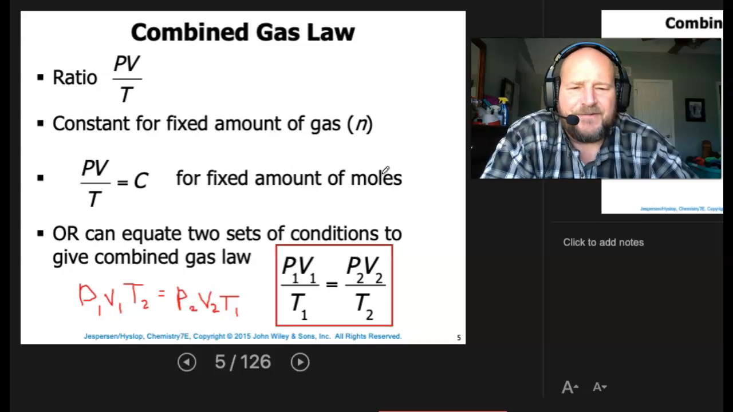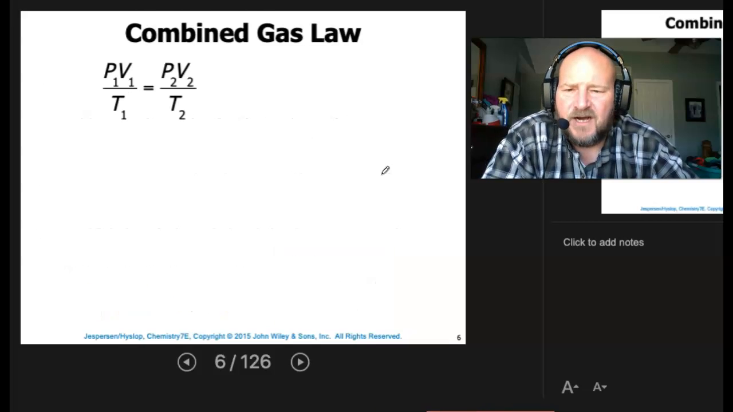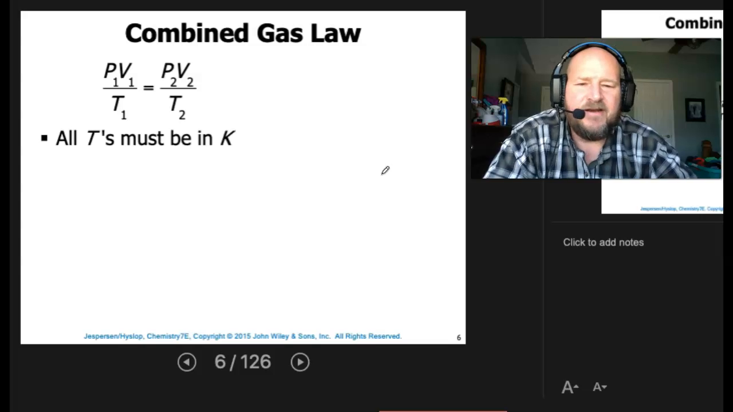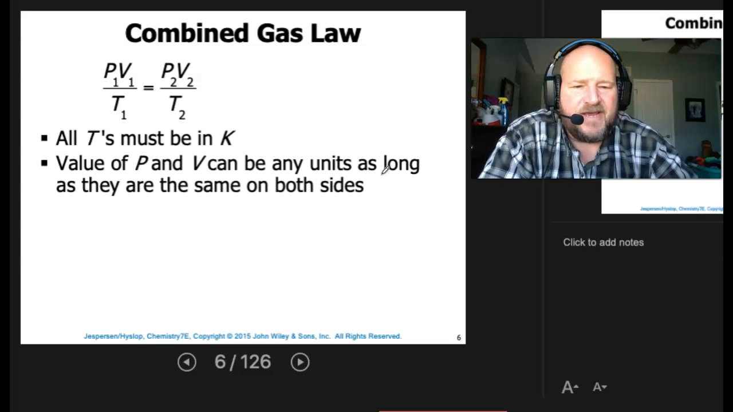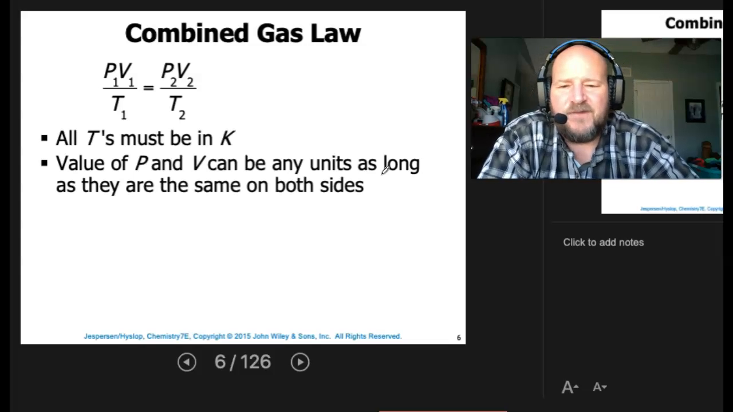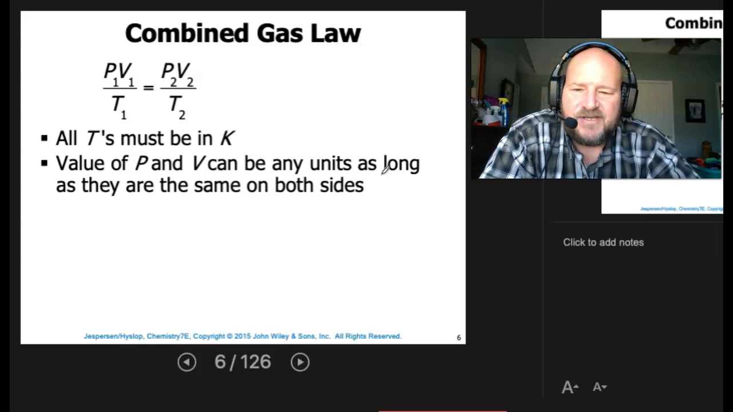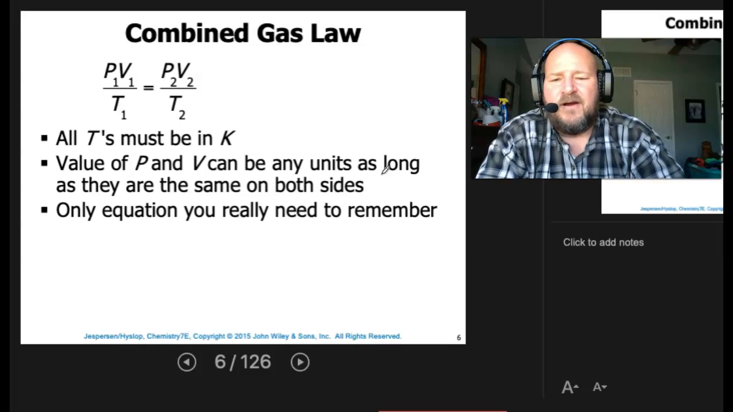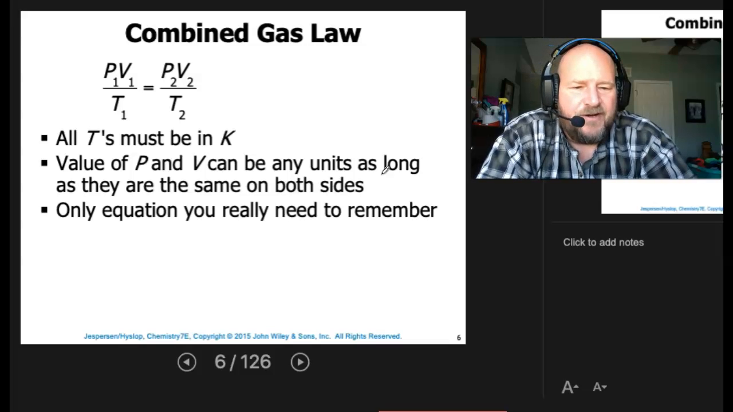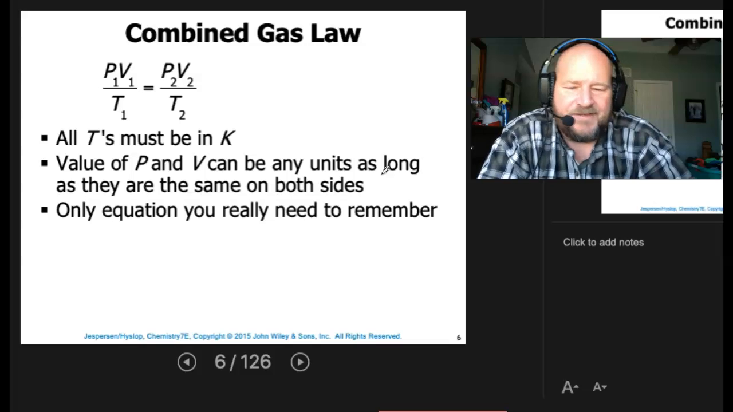Again, not as often with 150. You all pretty much know your way around math at this point. All right, so we have the combined gas law then. And then again, all T's have to be in Kelvin. The value of pressure and volume can be any units as long as they are the same on both sides. So typical math. The only equation you really need to remember is this one. The rest all fall out of this one.